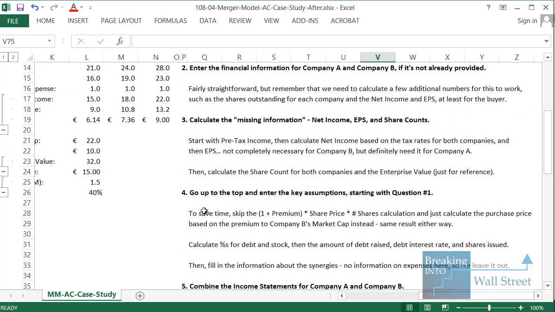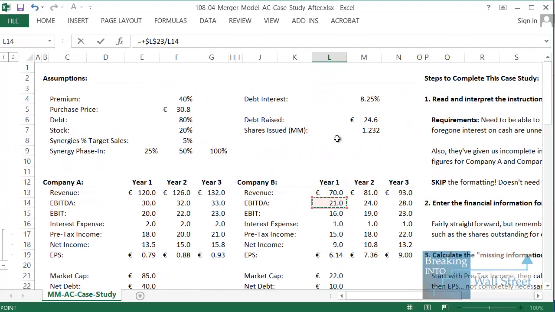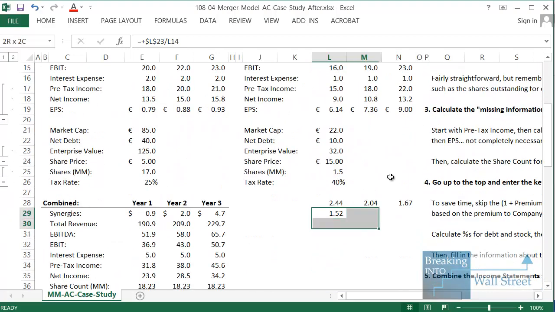Just to illustrate what I mean about Company B being cheaper, take a look at something like their PE multiple. So their market cap divided by net income right here. 2.4 down to 1.67. That's ridiculously low. Let's take a look at the EV to EBITDA multiple. So enterprise value divided by EBITDA right here. 1.52 going to 1.14. That is a really, really, really cheap company.